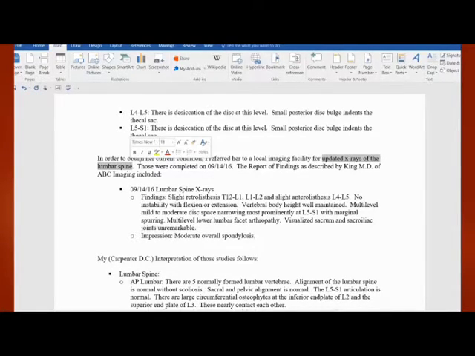And this is a good phrase that you can include in your QME report. And your templated phraseology would look like this. In order to obtain Mrs. Jones' current condition, I referred her to a local imaging facility for updated x-rays of the lumbar spine. Those were completed on such and such a day. The report of findings, as described by medical radiologists, would go right here. And here is where you provide those findings.